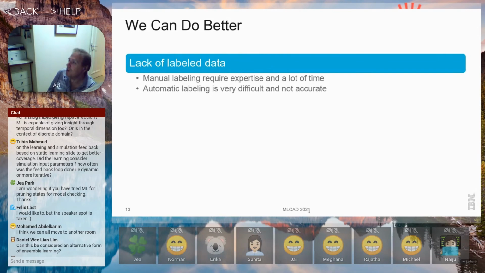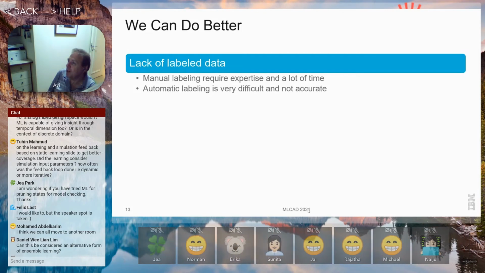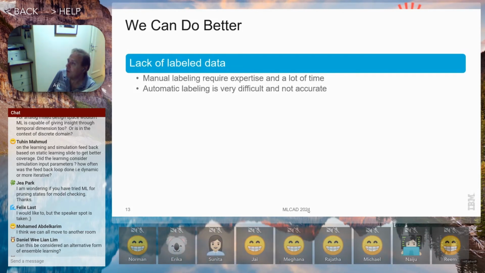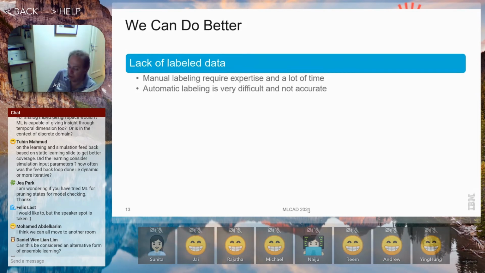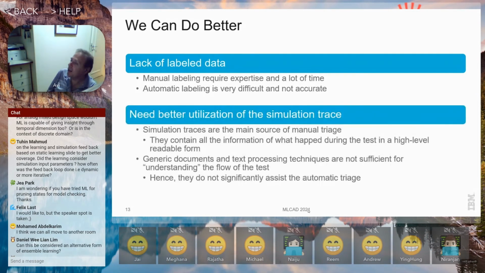But there are also things that we can do better. First of all, the problem of the labeled data. I talked about why manual labeling is hard, but maybe we can use automatic labeling. This is also something that is difficult. It's not accurate, again, because of the drifting or changing nature of the process. But maybe we can do better there. And also, we need to find a better way to utilize the simulation trace.